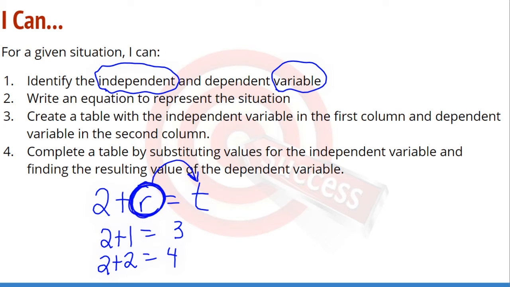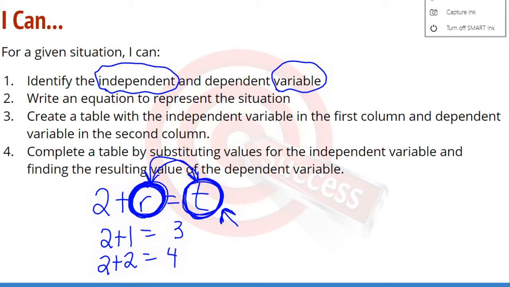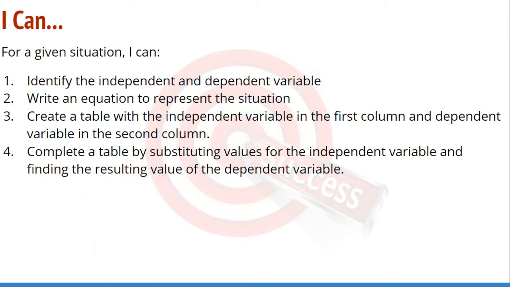We call this the independent variable, and the variable that it causes to change is called the dependent variable. Or another way of thinking of it, this dependent variable depends on the independent variable. We can't figure this out until we know what this is. So it's a simple cause and effect relationship. This changes and causes something else to change.